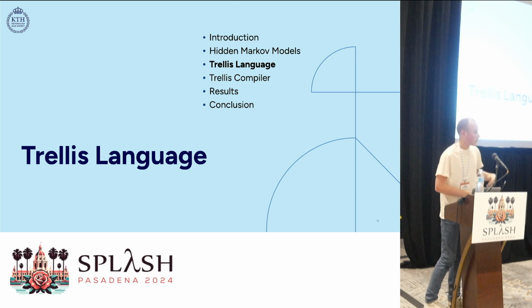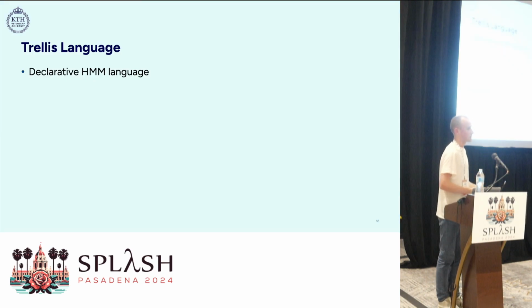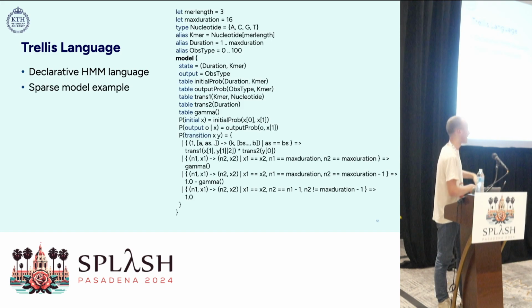So let's move over to the language. Trellis, as I said, is a declarative language for describing HMMs. Now I'm going to show you an example of a sparse model in Trellis. I don't expect you to read the code, by the way. I'm going to go through the main parts.